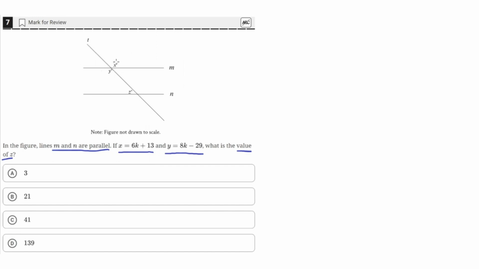And since these are vertical angles, since they're on opposite sides of this intersection at this point, we know that the degree of x is equal to the degree of y, which means that 6k plus 13 is equal to 8k minus 29, since this is the equation for x and this is the equation for y. So then we can solve for the value of k.